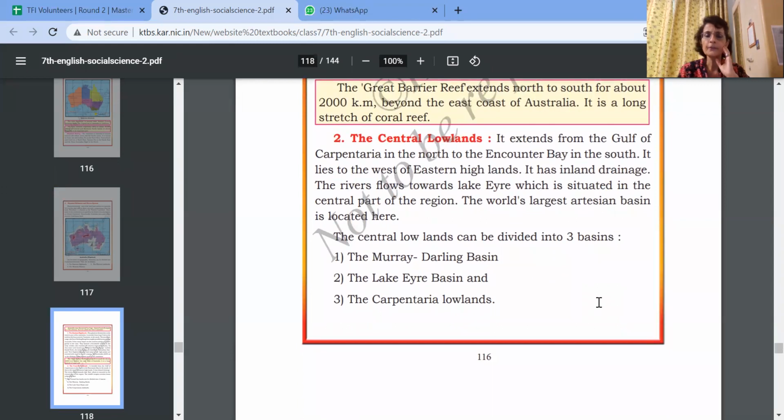Okay, now we have the central lowlands. So the central part, we just learned that Australia is called the flattest continent. Why is it called the flattest continent? Because most of Australia is at sea level.